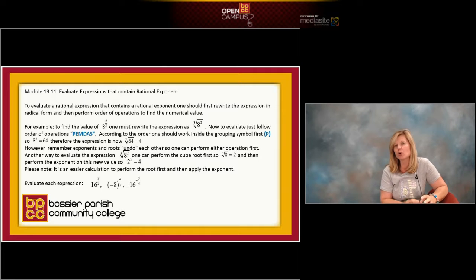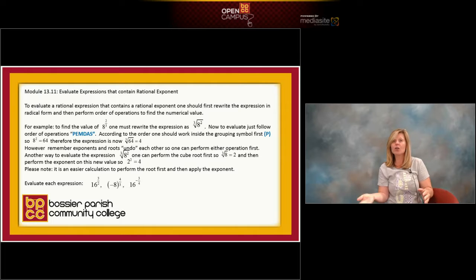What I want you to understand is when you're evaluating a rational exponent, when you rewrite this statement, you're really doing 2 operations. You're doing a root and you're doing an exponent. Now, what's important to understand is if we follow order of operations, sometimes it doesn't matter what order you do them in. Remember, A and S, add and subtract, are equal. So it doesn't matter if you add first or subtract first, we'll get the same value. We've discussed this. Multiply and divide, mom and dad, are equal. So it doesn't matter if you multiply first or divide first, you'll get the same answer.